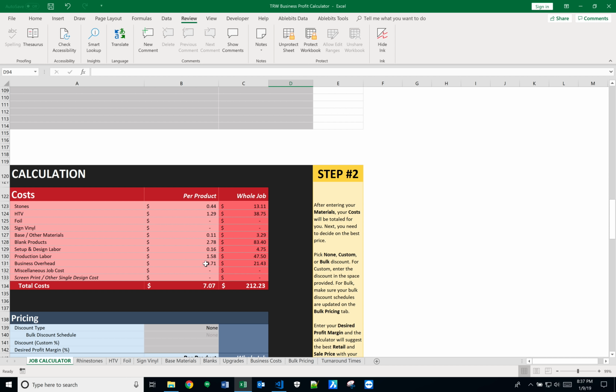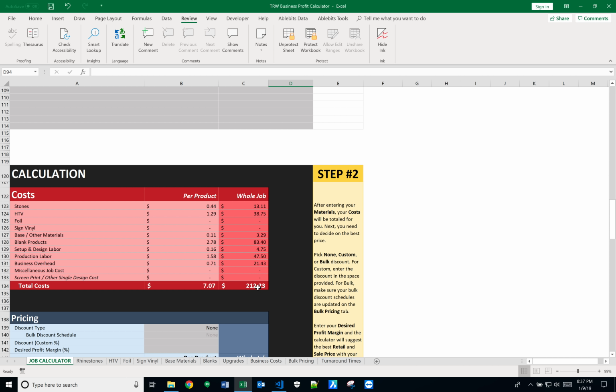Lastly, your business overhead. So remember, we enter in that overhead and how many products we're producing per month. So it's going to say, on average, it's going to cost you probably about 71 cents if you were to try to place that business overhead in this order. It's going to cost you about 71 cents per product. And since there are 30 products, about $21.43. Okay, we didn't have any miscellaneous job costs like an installation fee or shipping, and then no screen print transfers. So we can see at the bottom here, our total per product cost is $7.07. Our whole job cost is going to be $212.23.